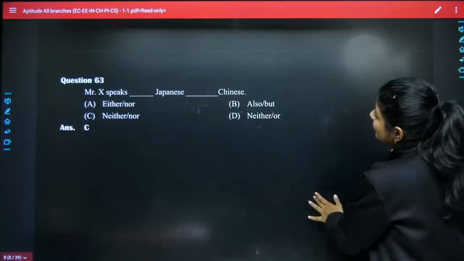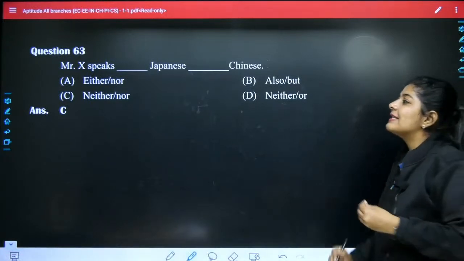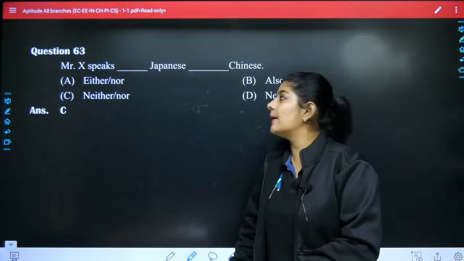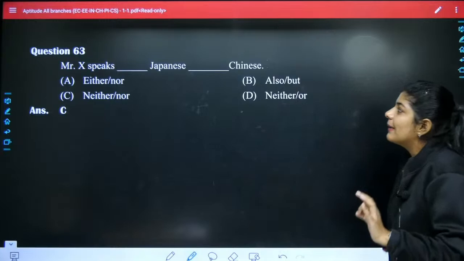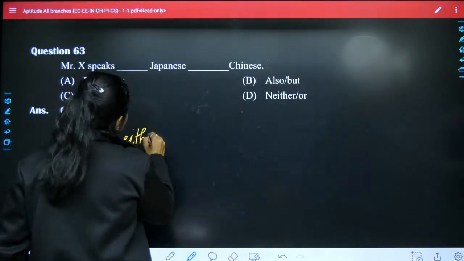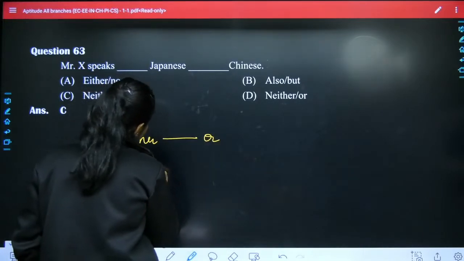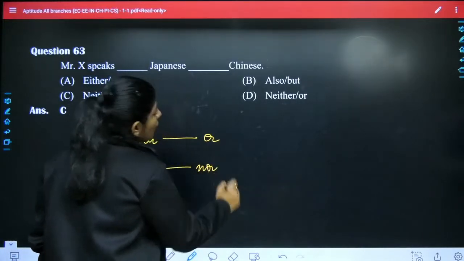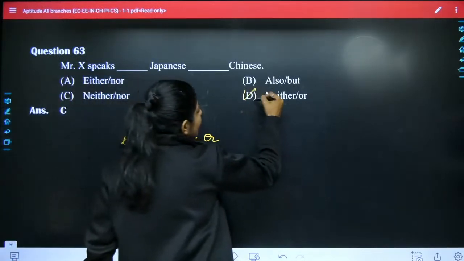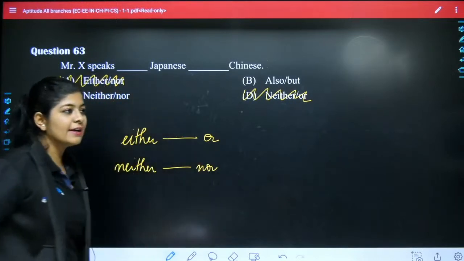Okay, this is a very easy question. Mr. Z speaks fill in the blanks: Japanese, Chinese. So we know either is used with or, and neither is used with nor. So we can say that option number D and option number A are directly eliminated, right?